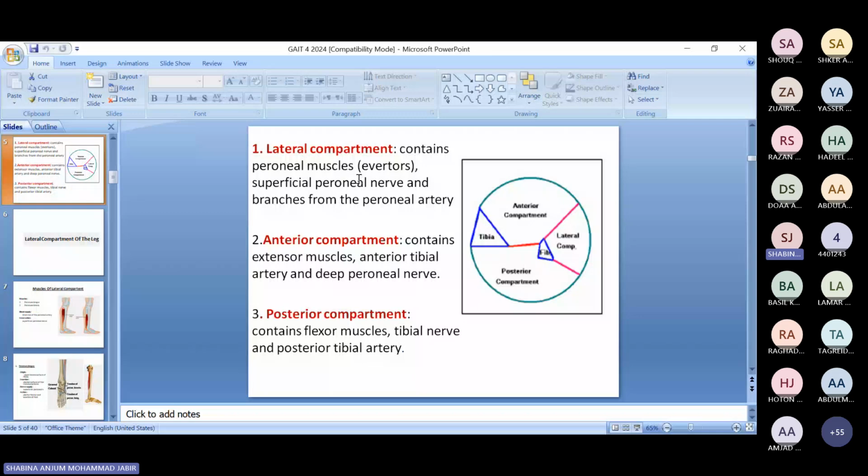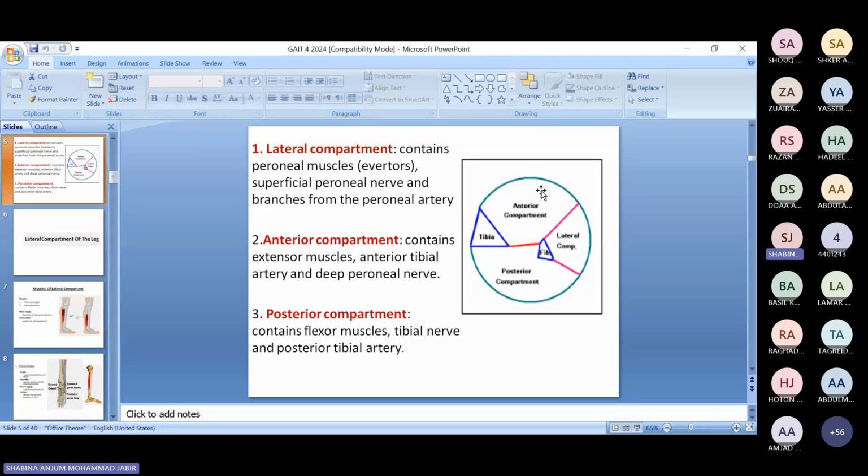They are responsible for eversion of foot. Now all of us know what is inversion and what is eversion. So here we have the peroneal muscles responsible for eversion. So what is the nerve of the lateral compartment? That is the superficial peroneal nerve, and the artery, the branches from the peroneal artery.